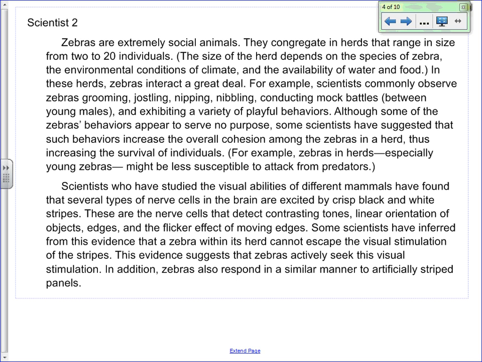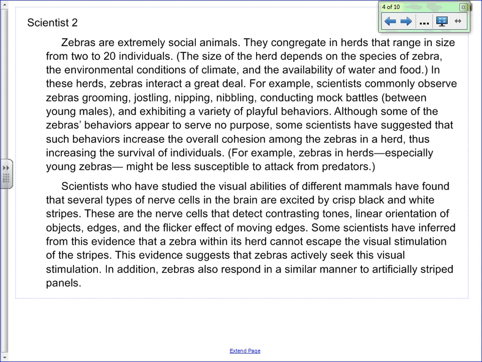Scientists who have studied the visual abilities of different mammals have found that several types of nerve cells in the brain are excited by crisp black and white stripes. These are the nerve cells that detect contrasting tones, linear orientations of objects, edges, and the flicker effects of moving edges. Some scientists have inferred from this evidence that a zebra within its herd cannot escape the visual stimulation of the stripes. This evidence suggests that zebras actively seek this visual stimulation. In addition, zebras also respond in a similar manner to artificially striped panels.